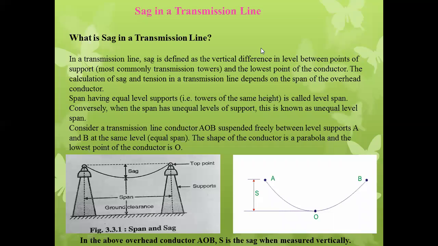Okay. So today we will start sag in transmission line. I think in the last class we have seen the definition for the sag in transmission line. So sag in transmission line, as I said earlier, is the vertical distance between the lowest point on the conductor and the point of support of the particular conductor. Okay.